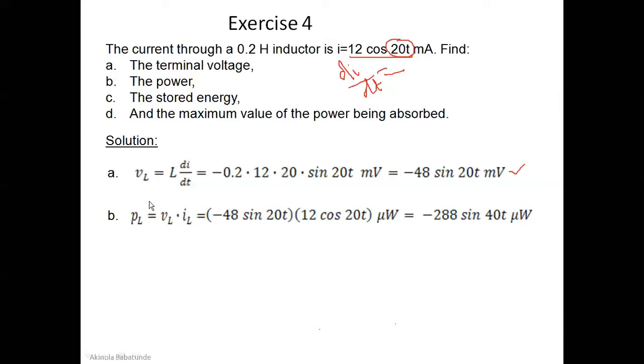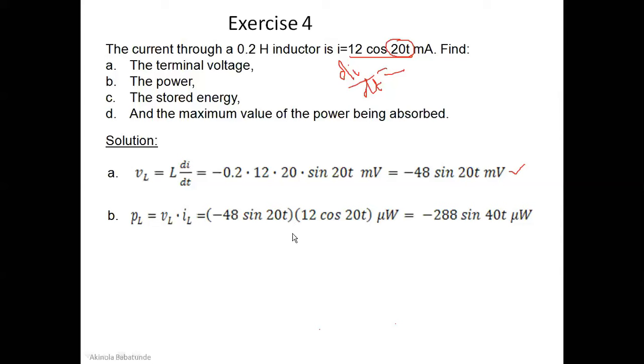If you multiply them together, two millis multiplied together will give you 10 raised to power minus 6, because milli is 10 raised to power minus 3. This is minus 3, this is minus 3 here, because in the millivolt we have milliampere here. So that will give us micro, 10 raised to power minus 6. This is microwatt here as the power. If you multiply these two, you're going to have minus 288 sine 40t microwatt at the end of the day.